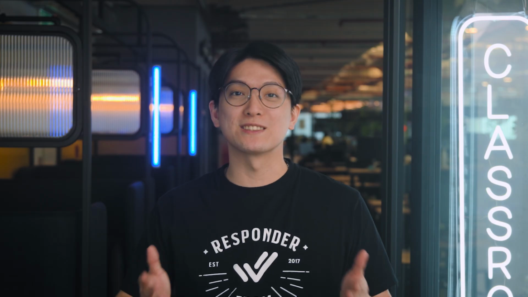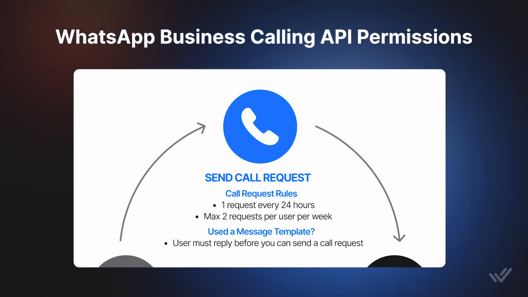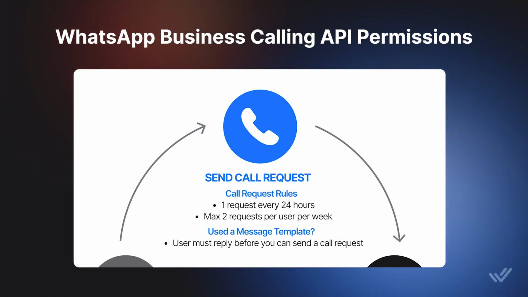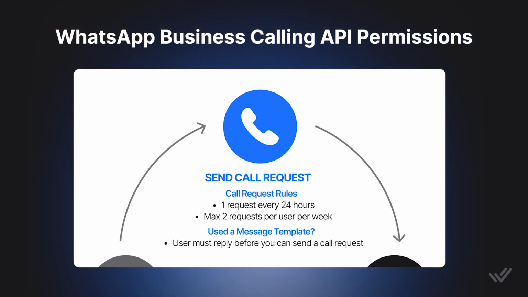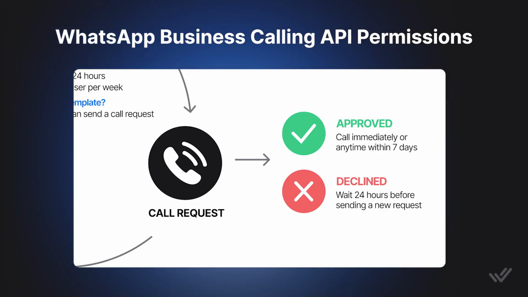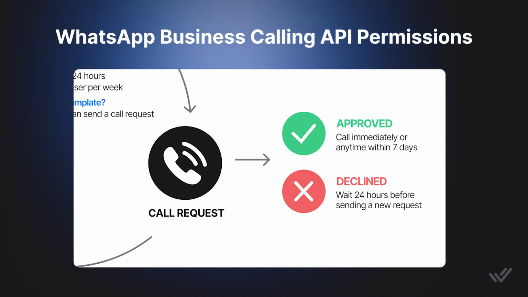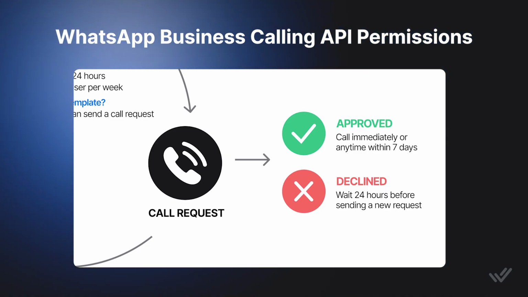Here's how the permission system works. You can send one call request every 24 hours and up to 2 per week per user. If you send a template to start the conversation, the user must reply before you can send them a call request. Once the request is sent, the user can approve or decline it. If approved, you can call them right away or anytime within 7 days. If declined, you'll need to wait 24 hours before sending a request again.